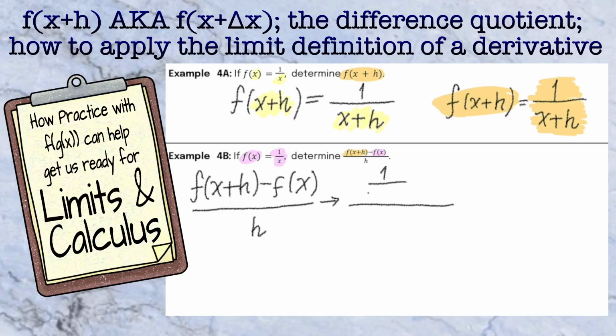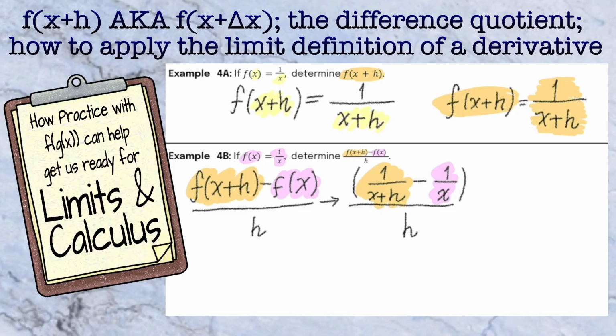So we have 1 over x plus h minus 1 over x all over h. Just to point out, that right there is the f of x. Then this right here, f of x plus h, is that right there. Now, as much as some people may want this to be done, it's not done.